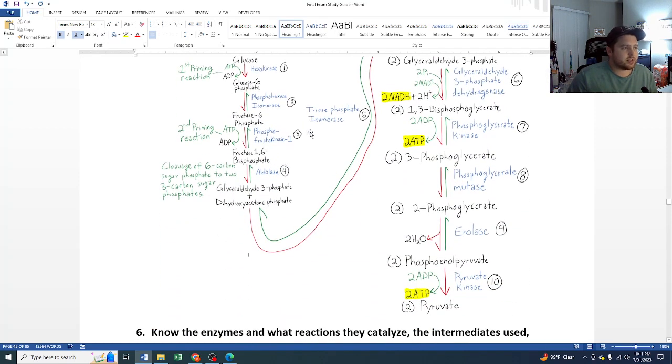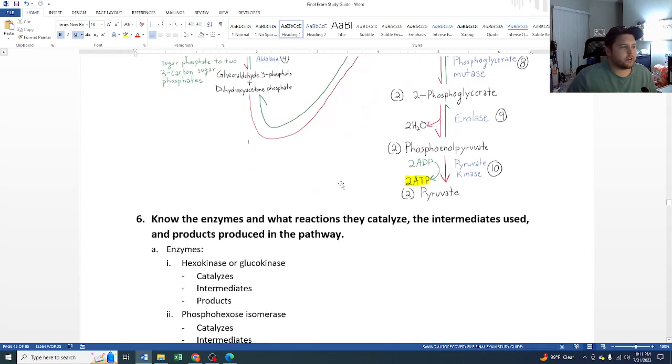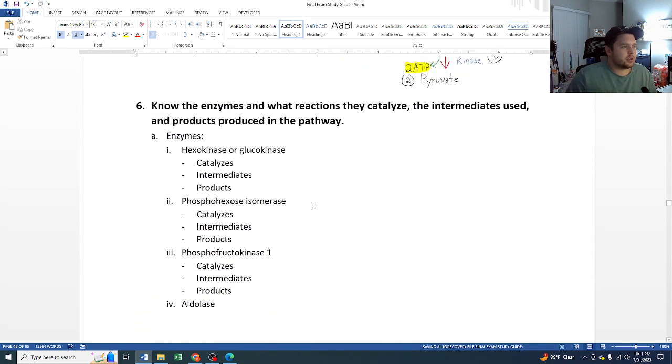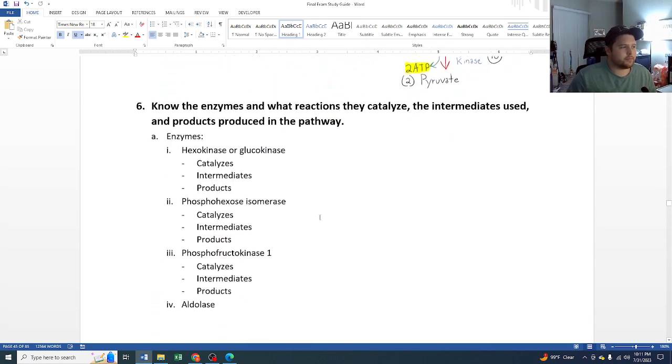Okay, and there's that whole thing all put together. The dihydroxyacetone phosphate, the enzyme that acts on that is triose phosphate isomerase, which is going to reorganize it and turn it into a glyceraldehyde 3-phosphate. The enzymes are the actions that catalyze the intermediates used and the products produced in the pathway. Again, that's this whole thing.